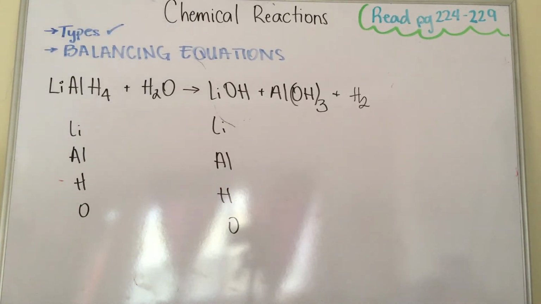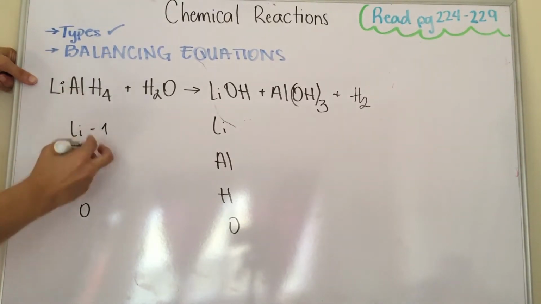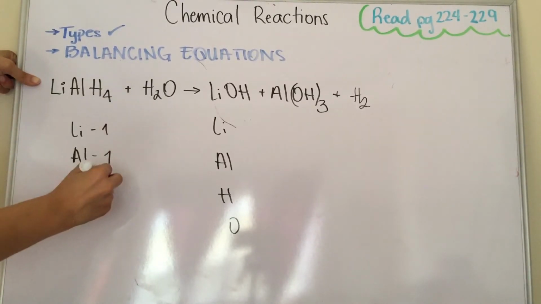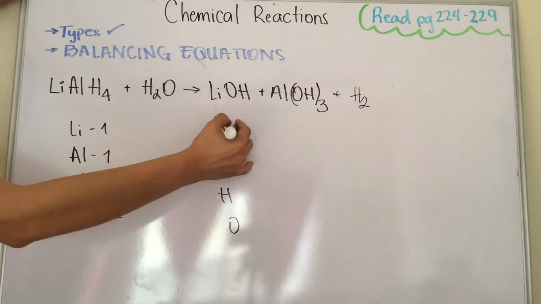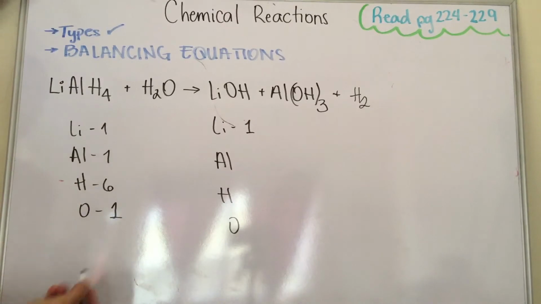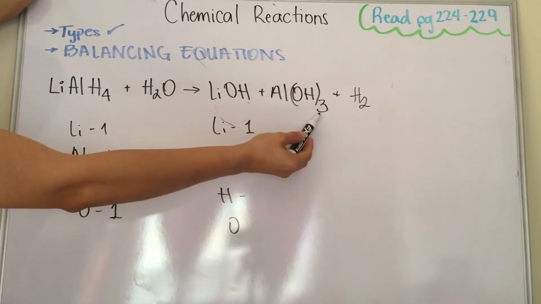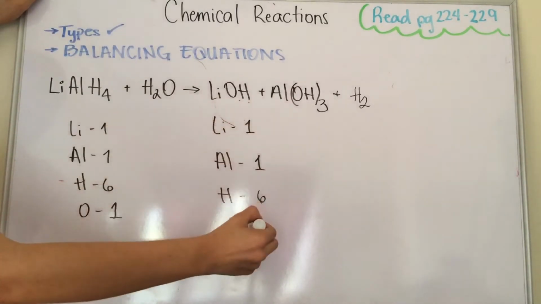This one might be harder because we have a lot of elements, so it's going to take maybe a little bit more time. So lithium, I have 1. Aluminum, I have 1. Hydrogen, I have 4 here and 2 here. We add, okay, 6. Oxygen, we only have 1. Lithium on the other side, we have 1. Aluminum, we have 1. Hydrogen, 1 plus 3, 4 plus 2, 6. Oxygen, 1 plus 3, we have 4.